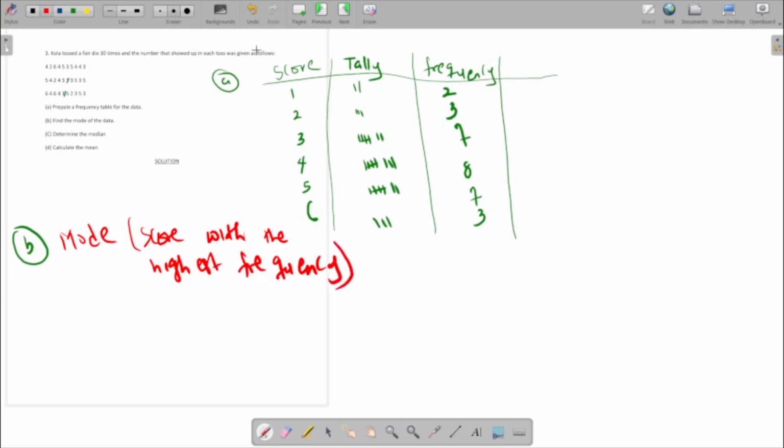Now, if you want to get the score with the highest frequency, we start from the frequency. We have 2, 3, 7, 8, 7, and 3. Looking at the frequency, we can see that the highest of them is 8. So what is the score with this 8? That was 4. So 4 is the mode.